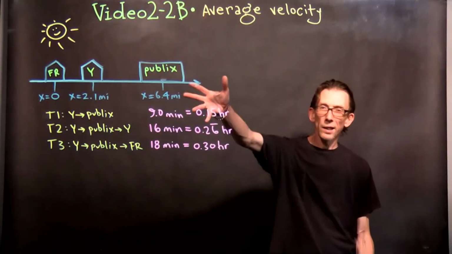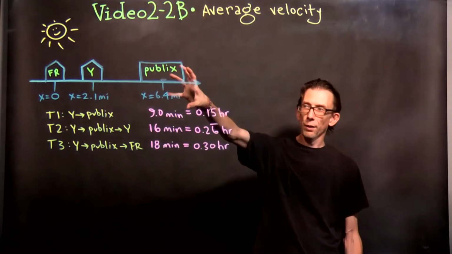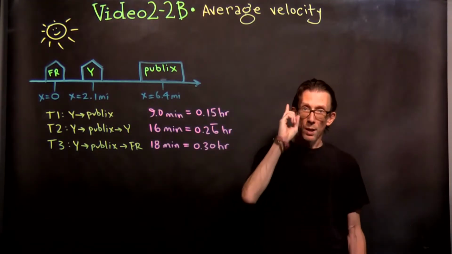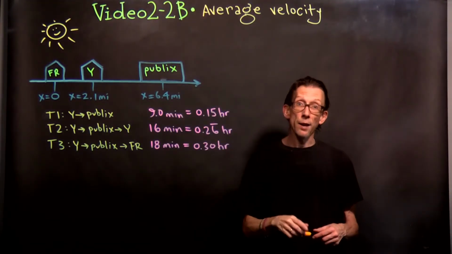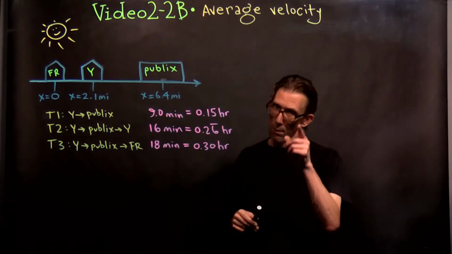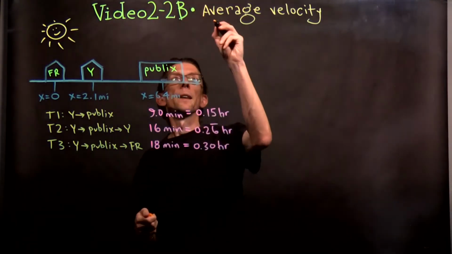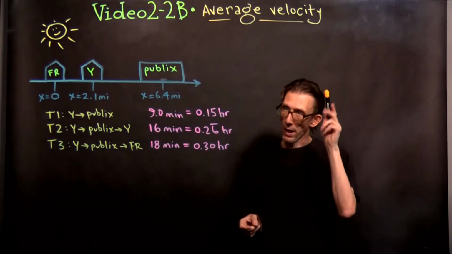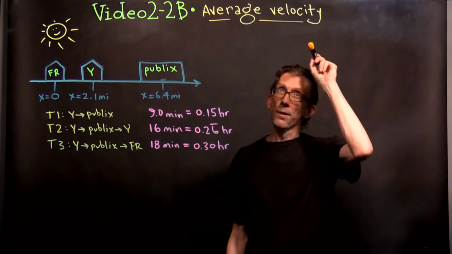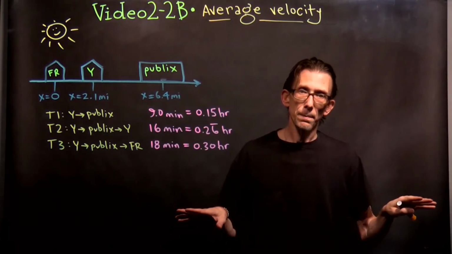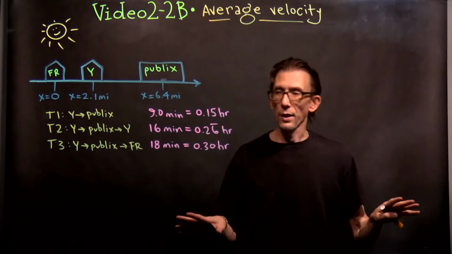Here we are back in our little land of your friend's house, your house, and Publix. But now we're going to look at a new quantity which is very similar to speed, but which is different from it, and that is average velocity. As I have said, velocity and speed are two different things.